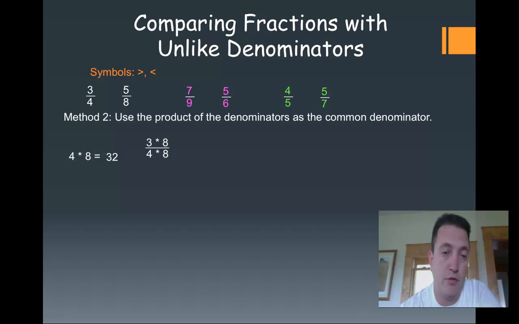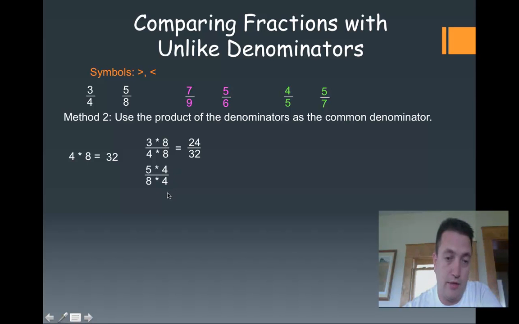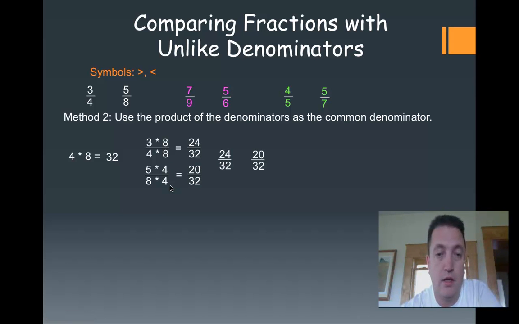So I look at 3/4, and I've got to multiply the numerator and denominator by the denominator of the other fraction, 8. That gives me a total of 24/32. All right, now I'm going to look at making 5/8 into 32nds. To make 8 into 32, I just multiply by 4. That gives me 20/32. Okay, so when I compare 24/32 to 20/32, I can see that 24 is more.